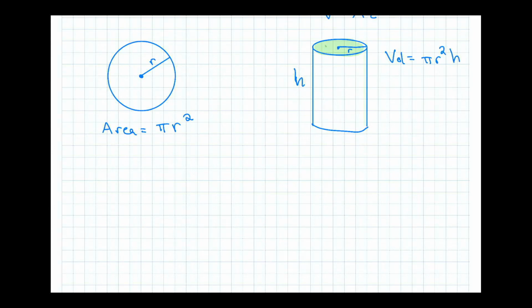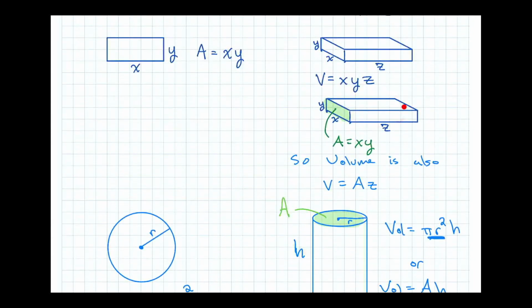A, then you could rewrite this volume that we've got as simply the pi r squared, right? The pi r squared part is just the area. So it's the area times h, right? And so the same concept applies here to this cylinder as applied to this.